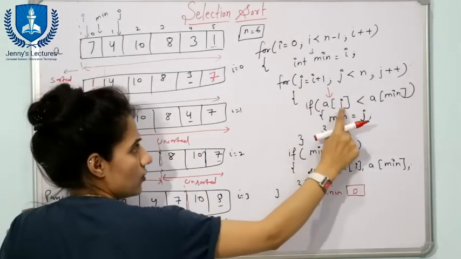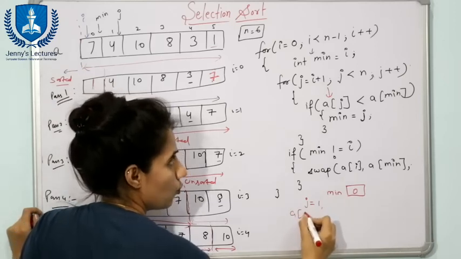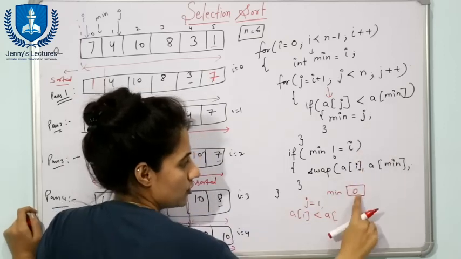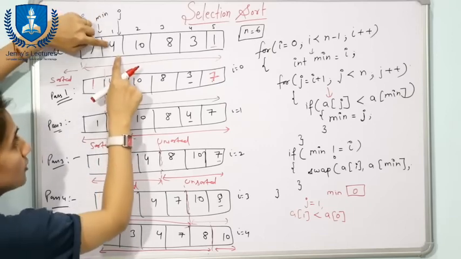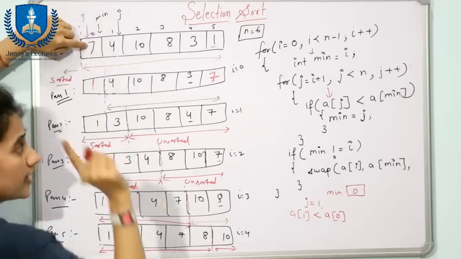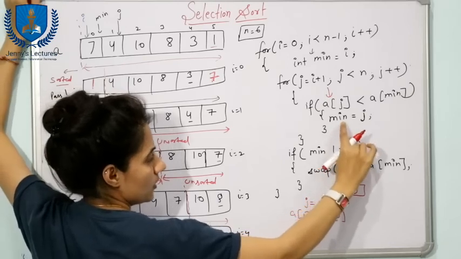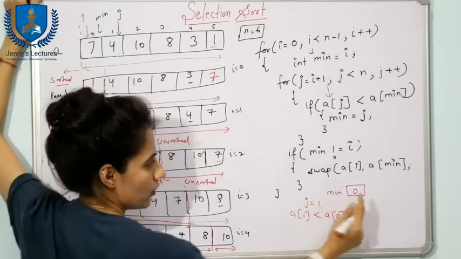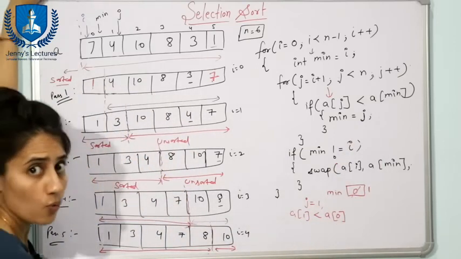Now check if a of j, it means we are going to check a of 1 less than a of min, min value is 0, a of 0. Now check, a of 1 is this one, is it less than this? Yes, this condition is true. That is why we are updating the value of min. Now the value of the min variable is j, j value is 1, so this would be updated to 1. Now min value is 1.